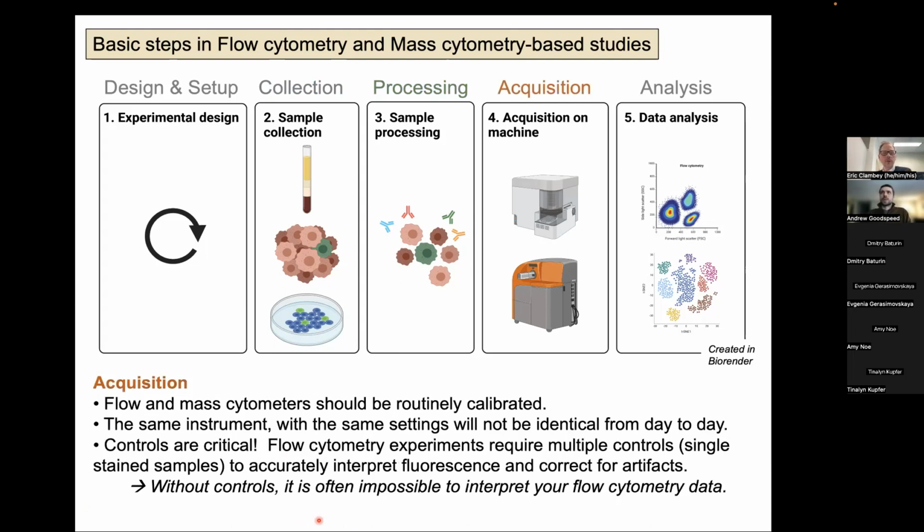In terms of acquisition, obviously your instrument should be routinely calibrated. Please also note that the same instrument with the same settings will not be identical from day to day. Now, there are things that you can do to better control for that, but inherently these are instruments with variation. And then I can't emphasize enough, controls during acquisition are critical. You need those single stain controls to accurately interpret your fluorescence, and whether compensation or unmixing.